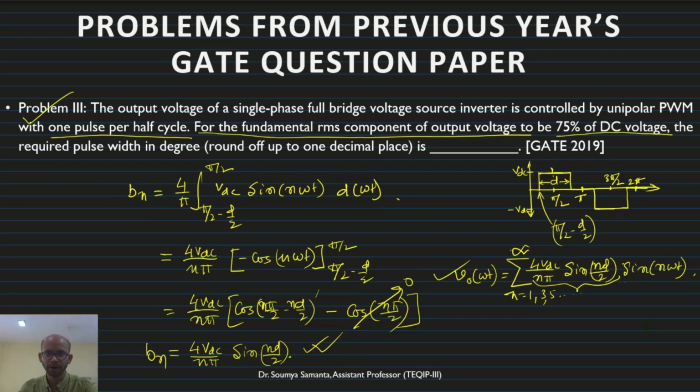So the RMS value is peak by root 2, and that is 75% of the DC voltage. So the fundamental component: if I find out V1, the output voltage 1 in RMS, it equals 4 VDC by root 2 into pi, sine of D by 2. This is the expression.